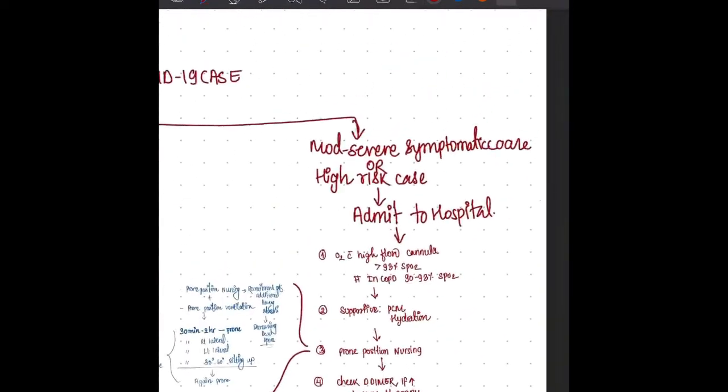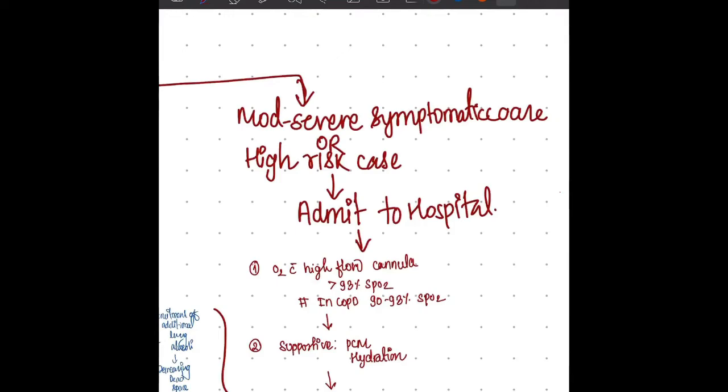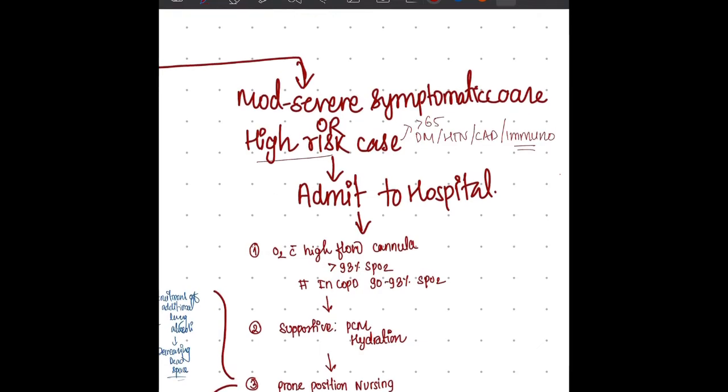Right now, if the patient is moderate to severe symptomatic, or if the patient belongs to a high risk group, that is to say the age of the patient is more than 65, the patient has diabetes mellitus or hypertension, or the patient has any coronary artery disease, or the patient is immunosuppressed, right? These are high risk groups, and these cases need to be admitted to the hospital.